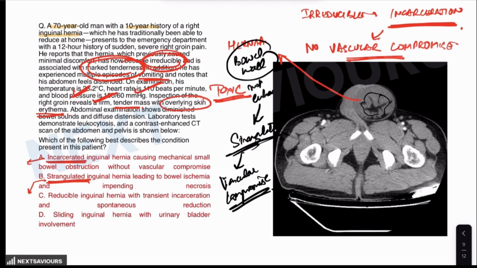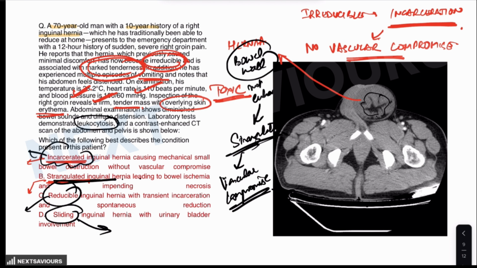Okay. So again, coming to the question, we have seen a patient with signs of toxicity. There is a hard tender mass, and there is overlying erythema with leukocytosis. So we are probably dealing with a strangulated inguinal hernia. Now we will also discuss the other options here. So incarceration, as you all know, does not involve vascular compromise, reducible. As you all know that there is a history of reducibility for past 10 years, but presently it has become irreducible.